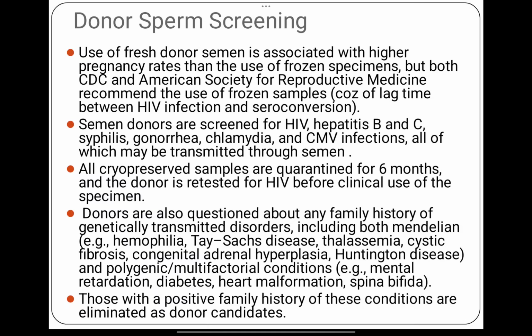The donor is also checked for genetic diseases like hemophilia, Tay-Sachs disease, thalassemia, cystic fibrosis, congenital adrenal hyperplasia, Huntington disease, and those with a positive family history of these conditions are eliminated as donor candidates.